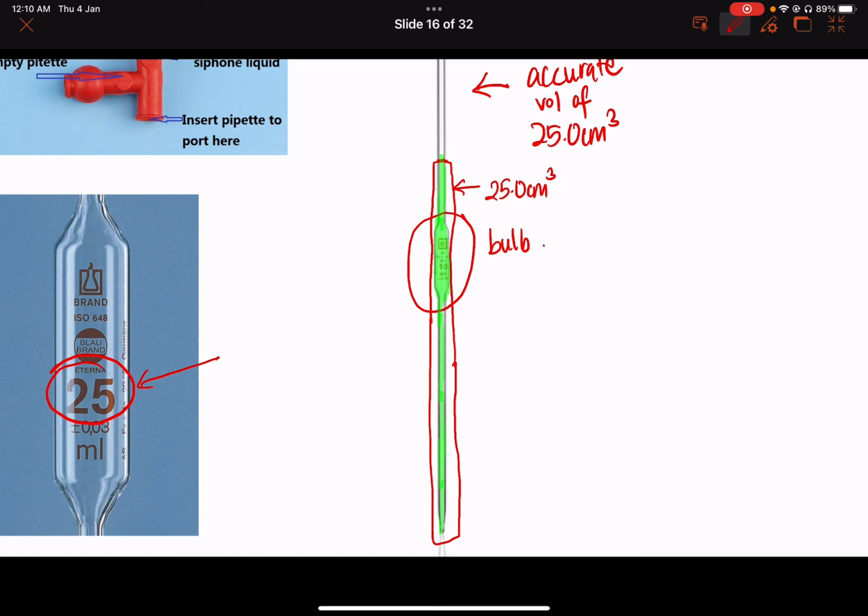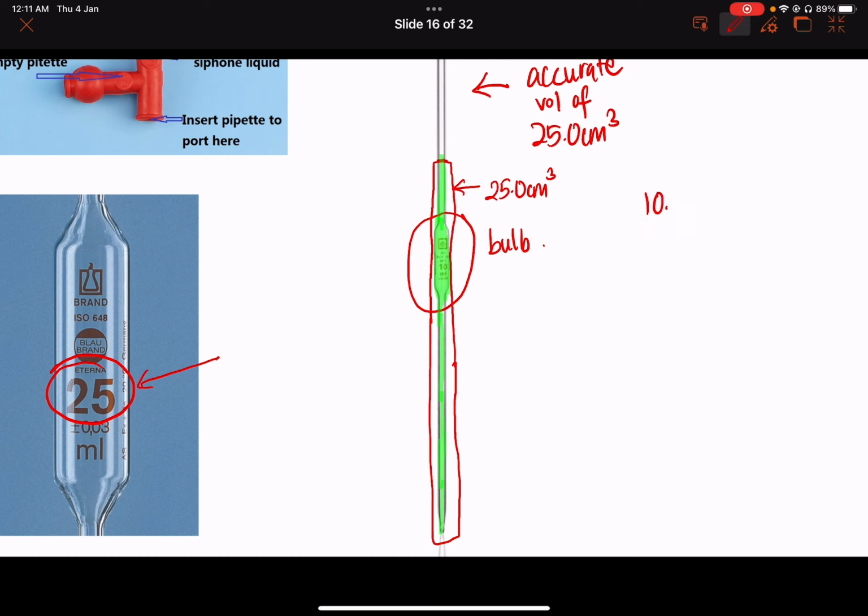So that is how the pipette is able to give you an accurate reading. This instrument is calibrated under very specialized condition to ensure that the volume is very, very accurate. So it is clearly more expensive than other apparatus as well. There are many different kinds of pipette.